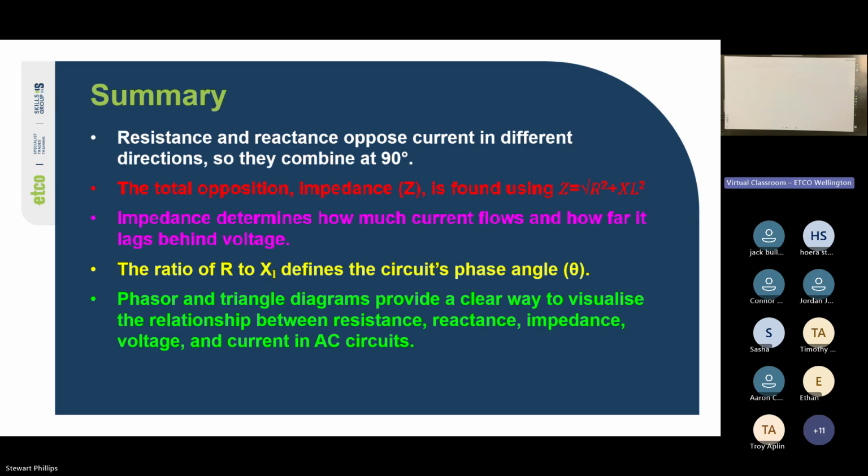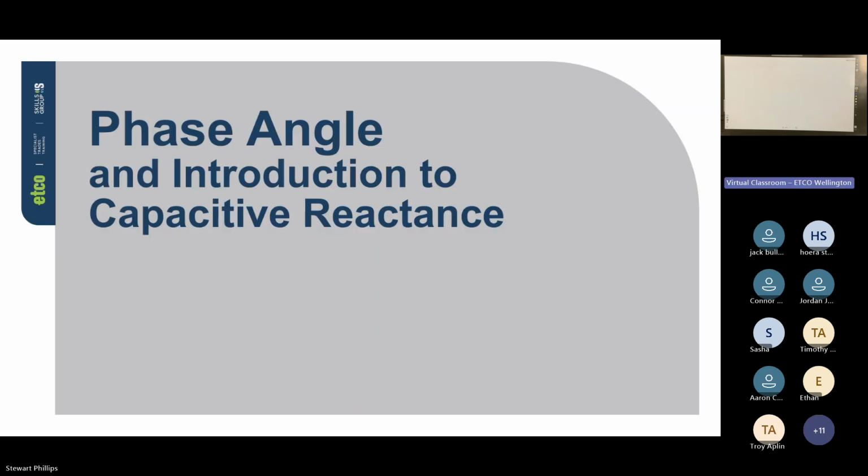Cool, sweet. So now that we've talked about that, we'll talk about phase angle and we'll talk about capacitive reactance. So we've built our impedance triangle with resistance along the base, reactance, in this case XL, as the upright, and impedance Z as the hypotenuse. So the triangle doesn't just show us the size of each part, it shows us a timing relationship between the voltage and current in the AC circuit. So that's the angle between R and Z, and the phase angle represented by theta.